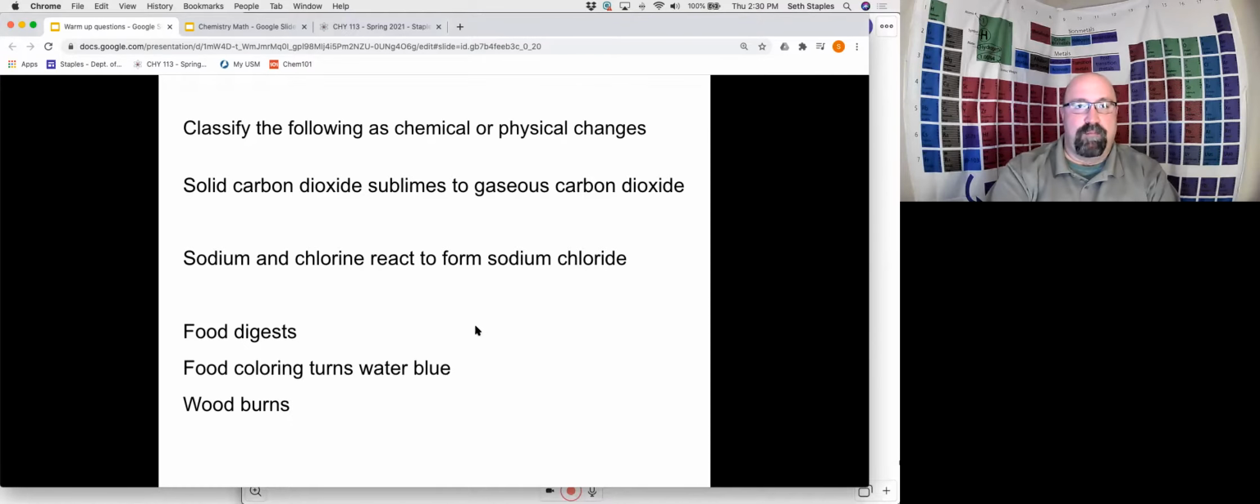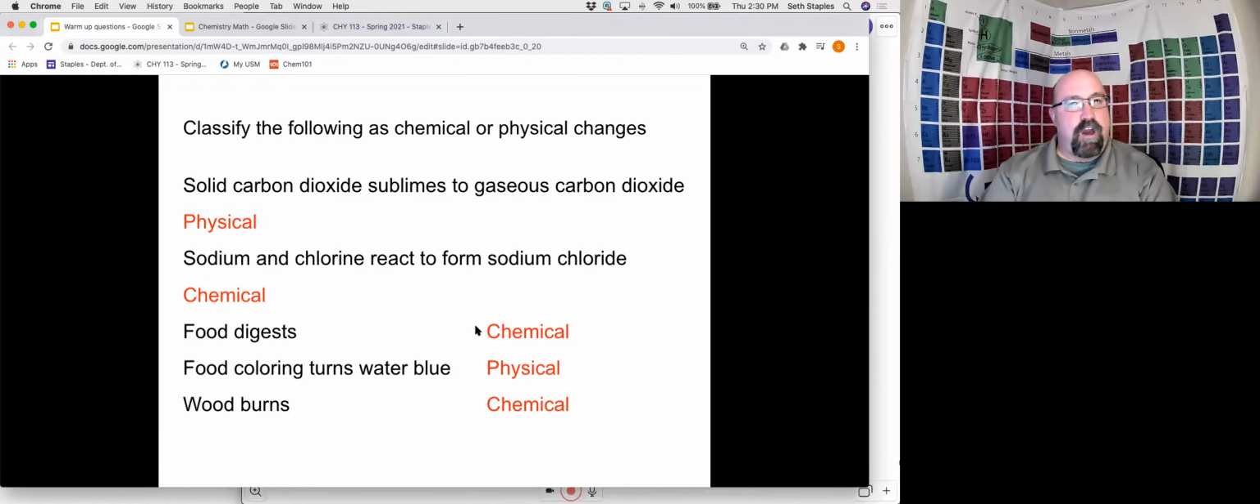So the first one, solid carbon dioxide sublimes to gaseous carbon dioxide. And so the big hint there, we're going from a solid to a gas. We have carbon dioxide to start with. We still have carbon dioxide in the end, so we haven't made anything new. So that's just a physical change. Sublimation, by the way, if that's not a change that you've heard of before, that's when a substance can actually go directly from a solid phase to a gas phase.